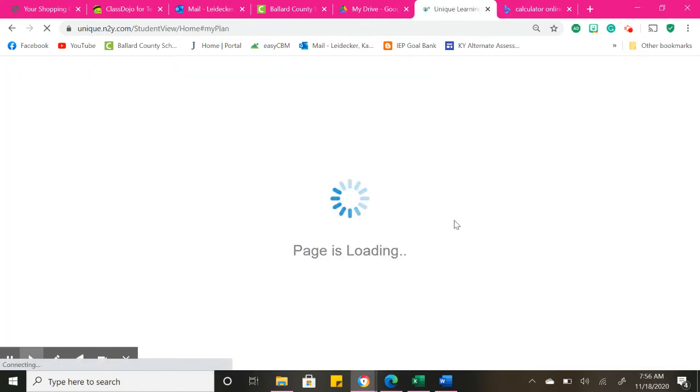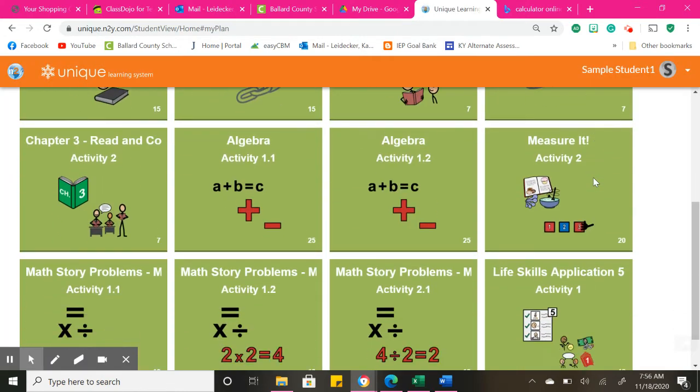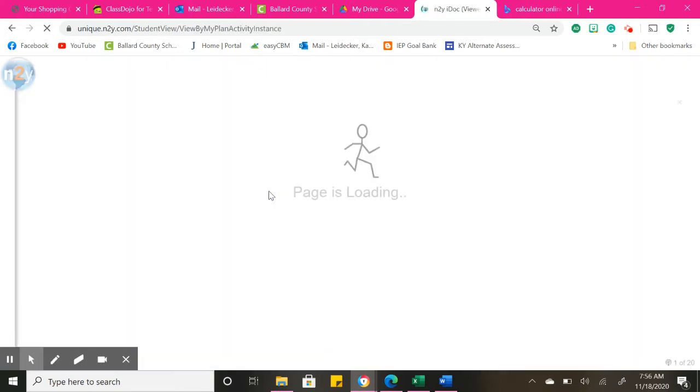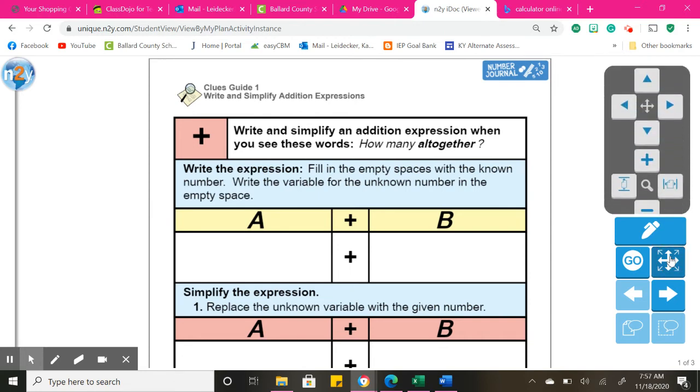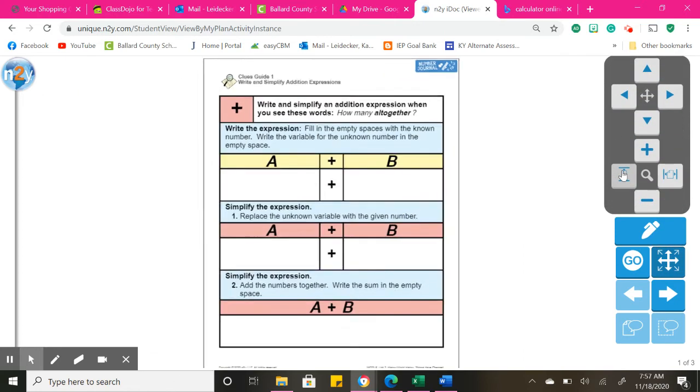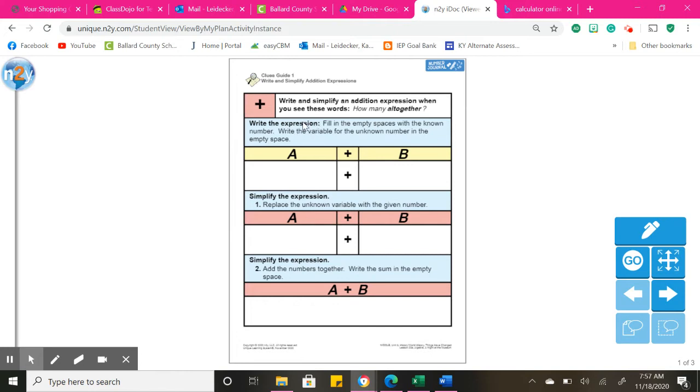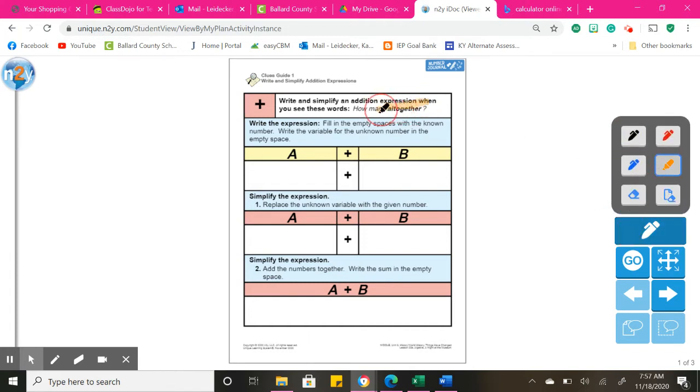All right, and then for math, in your first algebra box, we are talking about writing and simplifying addition expressions. So sometimes we don't know a number, but yet it wants us to add the 2 numbers to find what the answer is. So it says, write and simplify an addition expression when you see these words. How many all together? So when you see all together, that means you're going to be adding, okay?